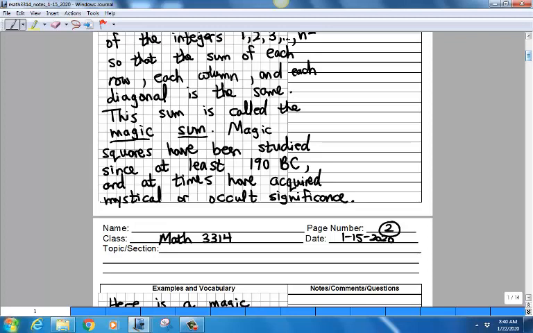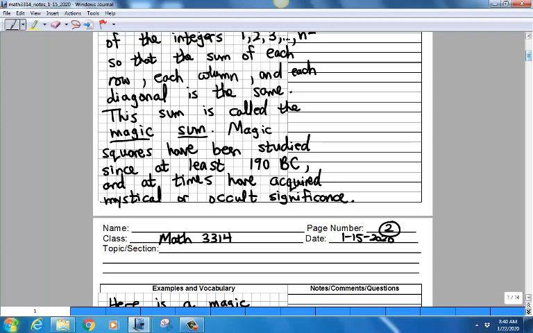That's a magic square. Have y'all heard of magic squares before? Have you ever played with magic squares? I was going to say, I'm afraid you're all going to say, oh, yeah, we're experts on magic squares. Ask me anything.